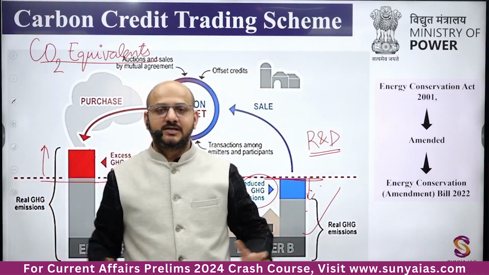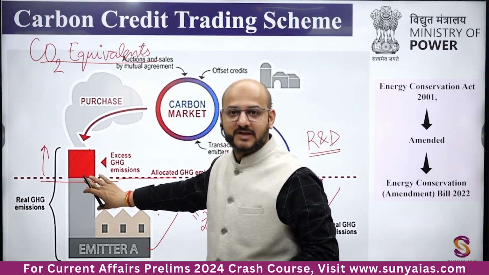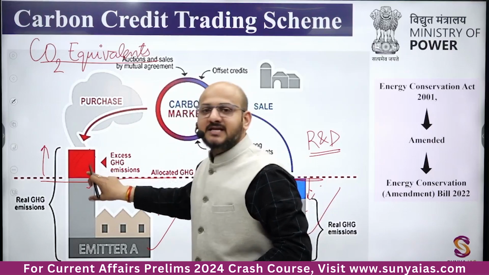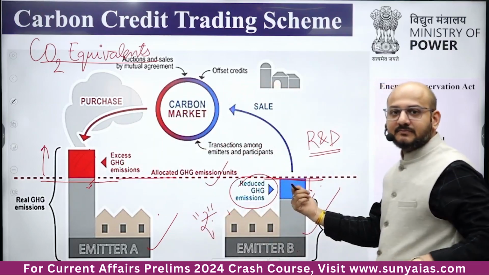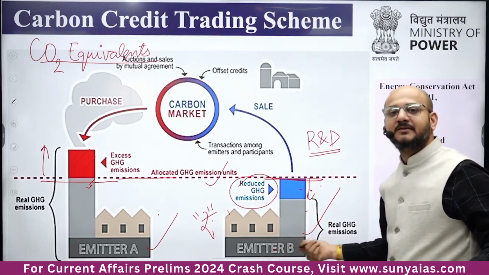Fossil gas production is increasing. They are not using catalytic converters or scrubbers for that matter. That price they have to pay is cross-subsidizing the reduction of greenhouse gas emissions by emitter B.